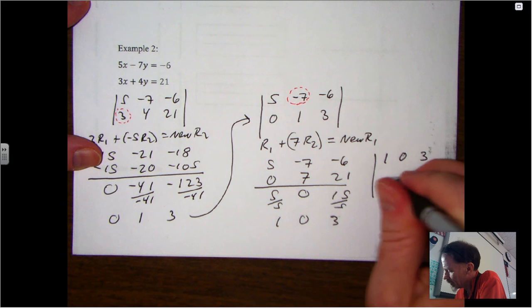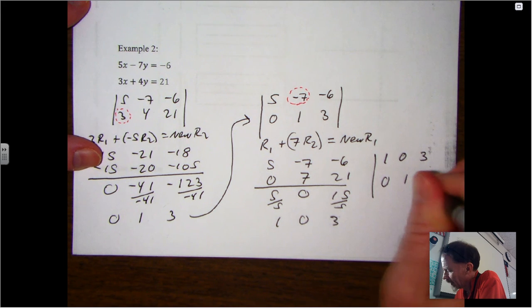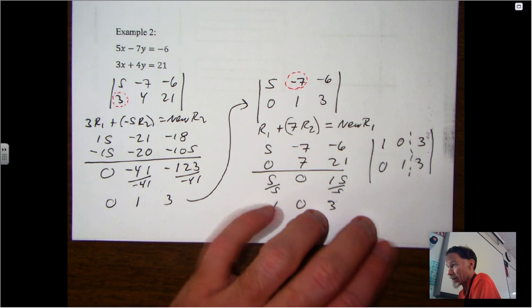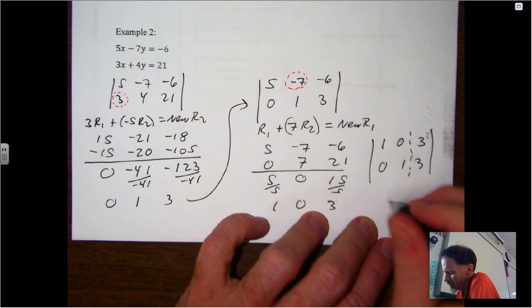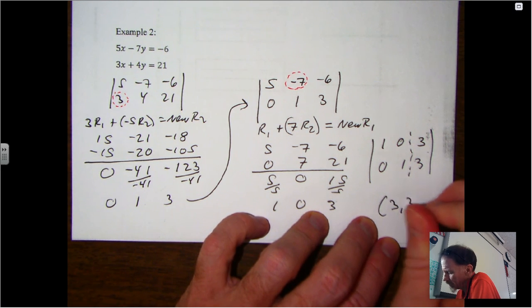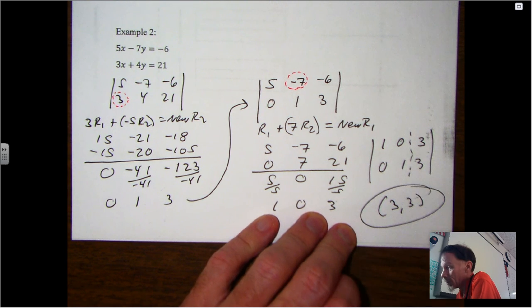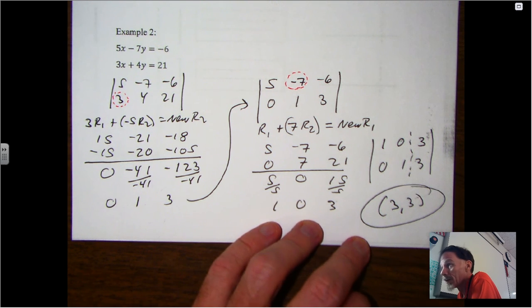So my final matrix is 1, 0, 3, and my bottom line is 0, 1, 3. That might make you say, oh man, is that right? Well, sure it is, because x and y in this case are the same thing, but it's still a solution. It's still what it is. So your final answer there is 3, 3.